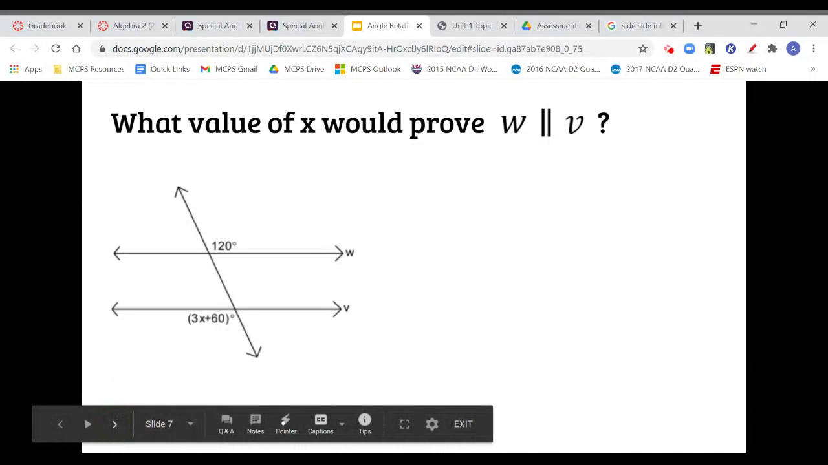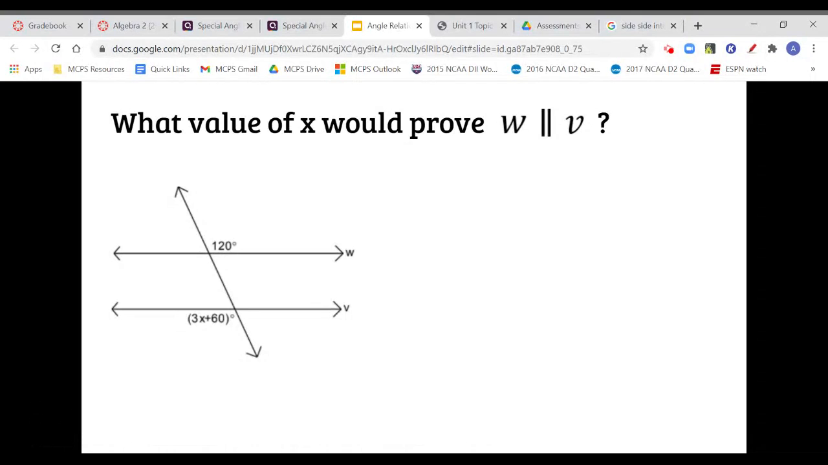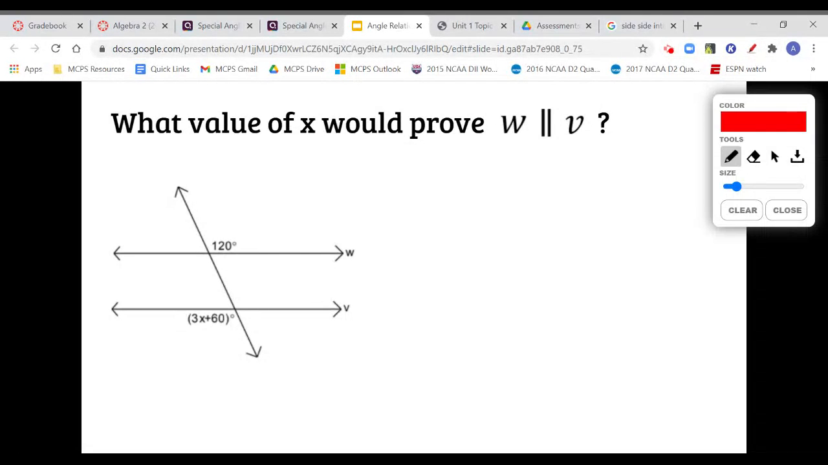Moving on, we have a couple more problems to look at. So first, looking at this question, it says, what value of x would prove that line W is parallel to line V? So you'll notice in this case, we're not given the fact that these two lines are parallel, but we're asked which value of x would prove that they are parallel. So go ahead, pause the video again, think about this, and then you can come back to check your answer on it.